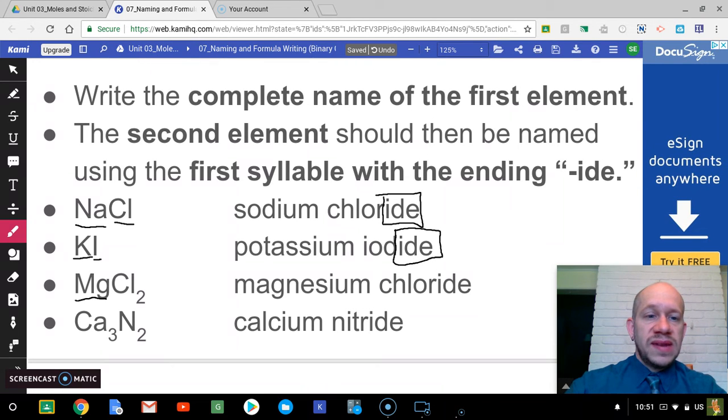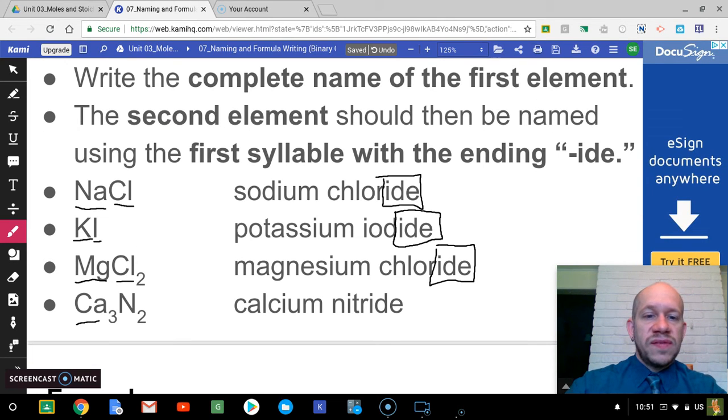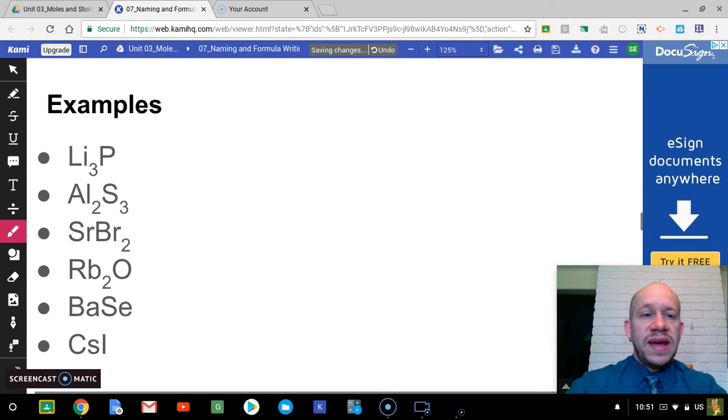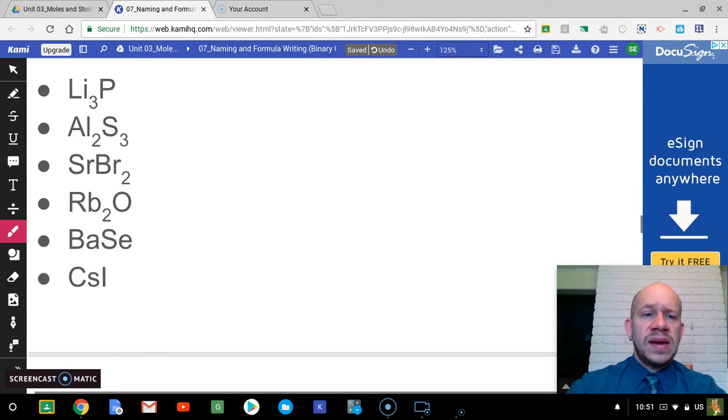Magnesium is our first element. Chlorine is our second element. Even though we have two, we're still just talking about the two elements. Chlorine will change to chloride, so magnesium chloride. Calcium is our first element. Nitrogen is our second element, so we'll change the ending to nitride. Calcium nitride. So try these examples on your own and check your work.